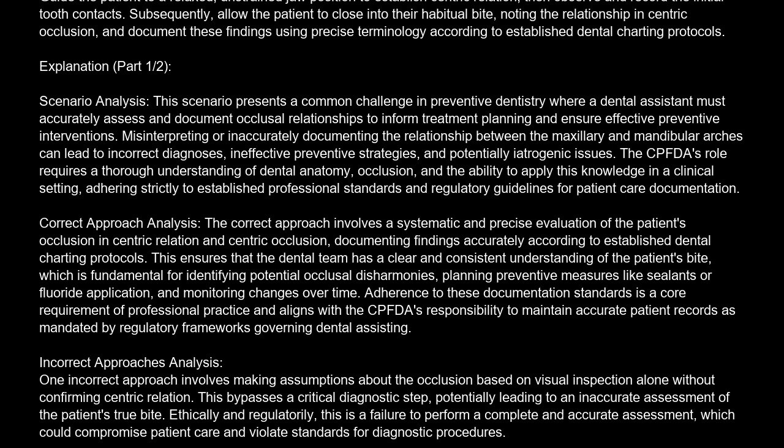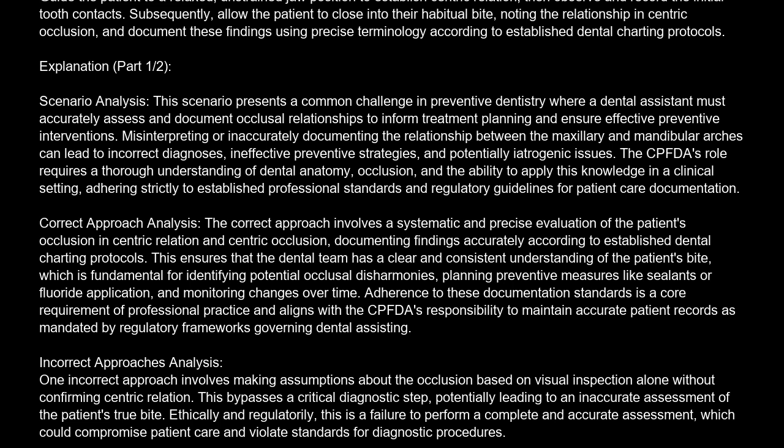Correct approach analysis. The correct approach involves a systematic and precise evaluation of the patient's occlusion in centric relation and centric occlusion, documenting findings accurately according to established dental charting protocols. This ensures that the dental team has a clear and consistent understanding of the patient's bite, which is fundamental for identifying potential occlusal disharmonies, planning preventive measures like sealants or fluoride application, and monitoring changes over time.